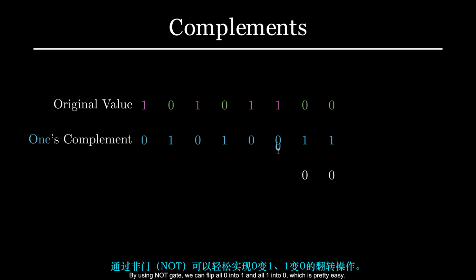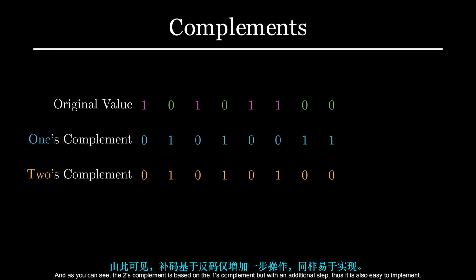By using a NOT gate, we can flip all 0s into 1s and all 1s into 0s, which is pretty easy. And as you can see, the twos complement is based on the ones complement, but with an additional step. Thus, it is also easy to implement.